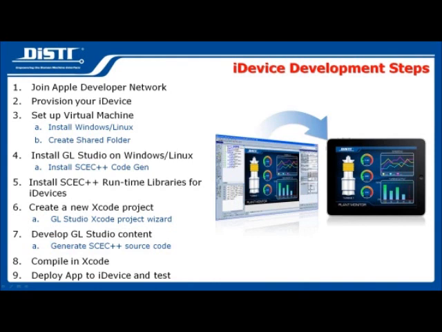After that, we go back and we develop our GL Studio content. We generate our safety-critical C++ source code from GL Studio from our development machine, whether it be our Linux machine, our Windows machine, or any one of the virtual devices. After we've developed our source code, we can then compile it back in Xcode, and then we can deploy the app. We can either deploy our app to the iPhone simulator or our actual iDevice for testing, and I'm going to actually show you both.